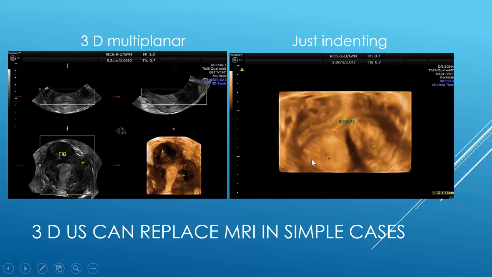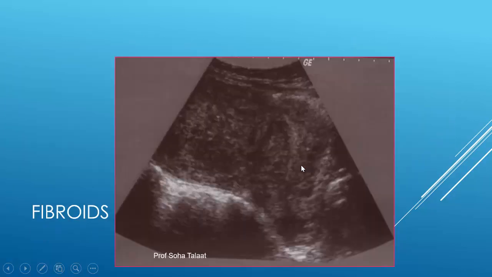So this is FIGO type 3. Here is a subserous myoma. Most fibroids are isoechoic to the myometrium on ultrasound.